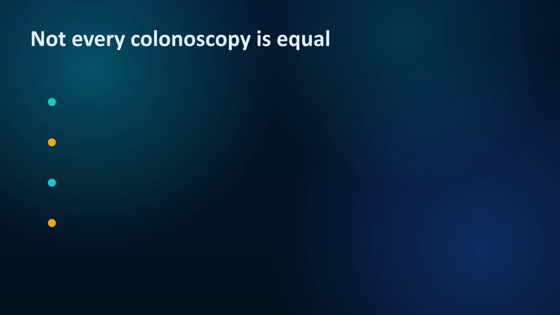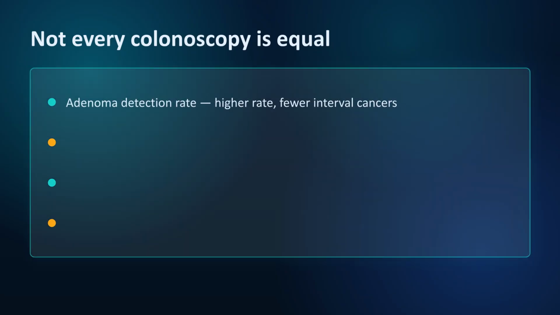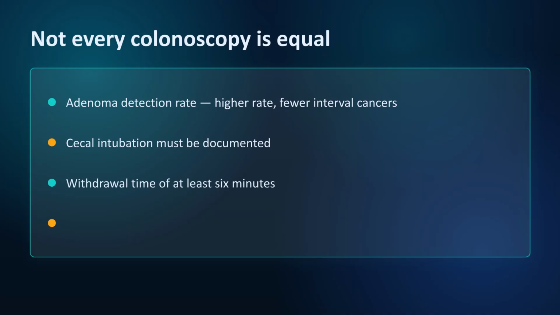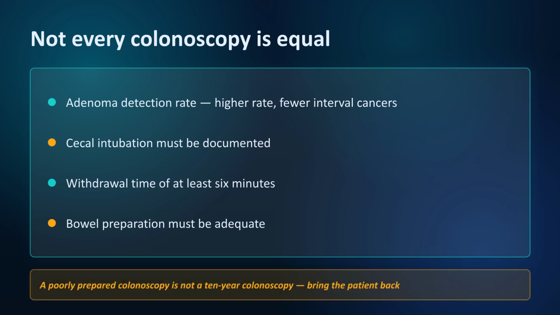Not all colonoscopies are equal, and residents should know the quality metrics that separate them. The adenoma detection rate is the proportion of screening examinations in which at least one adenoma is found. A higher detection rate is associated with fewer interval cancers, and that association is strong. Cecal intubation must be documented, otherwise you do not actually know the right colon was examined. Withdrawal time should be at least 6 minutes, because withdrawal is when lesions are actually found, and the bowel preparation must be adequate. If the prep is poor, the exam does not buy 10 years. It has to be repeated sooner.